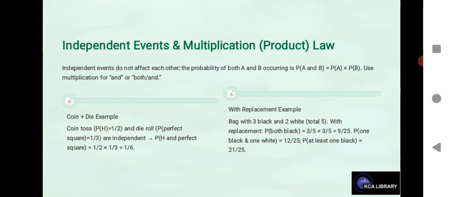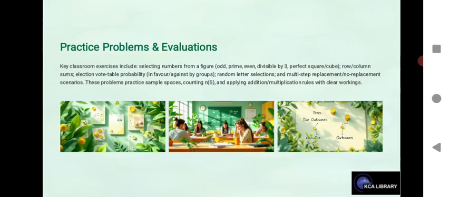What if you are given this example: a bag containing 3 black and 2 white balls, with replacement? How do you solve it? First, you have to take note of the total number, which is 5. So what is the probability of getting black twice? It will be 3 over 5 times 3 over 5, which will give you 9 over 25. Then the probability of one black and one white will be 12 over 25. So the probability of at least one black will be 21 over 25.